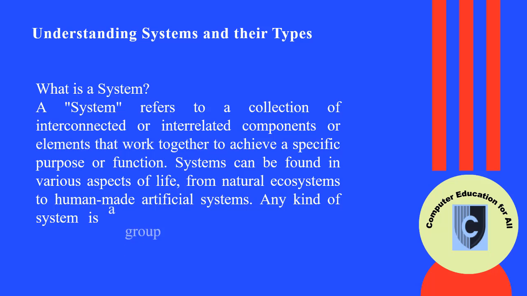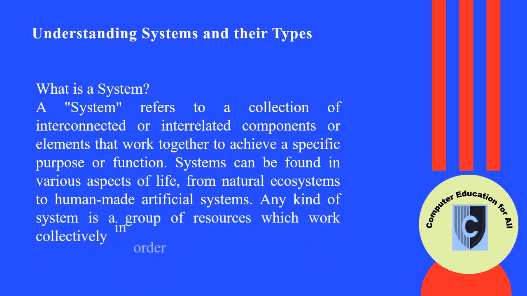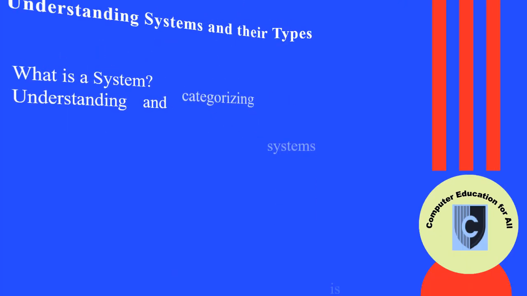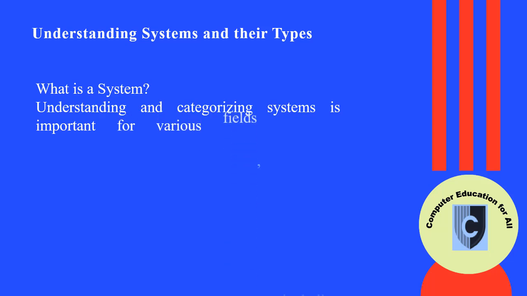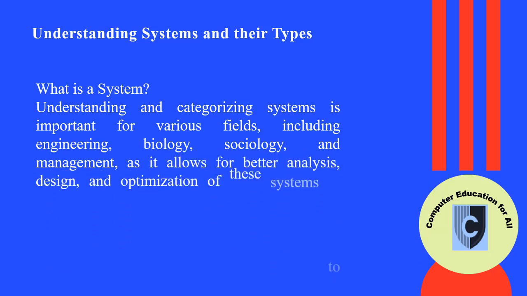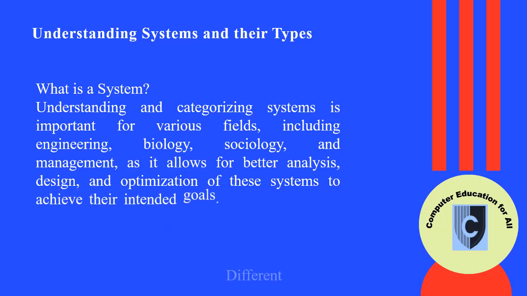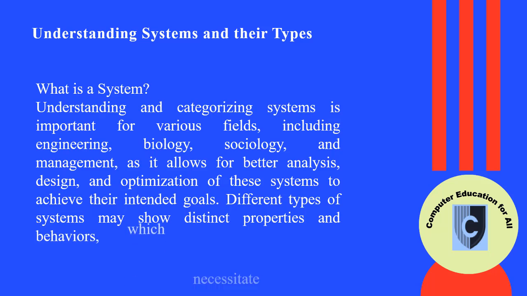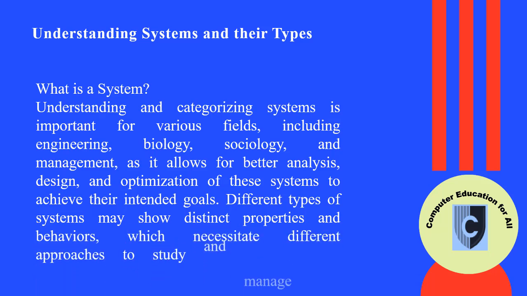Any kind of system is a group of resources which work collectively in order to produce desired results from given inputs. It accepts input and produces the output. Understanding and categorizing systems is important for various fields including engineering, biology, sociology, and management, as it allows for better analysis, design, and optimization of these systems to achieve their intended goals. Different types of systems may show distinct properties and behaviors, which necessitate different approaches to study and manage them effectively.